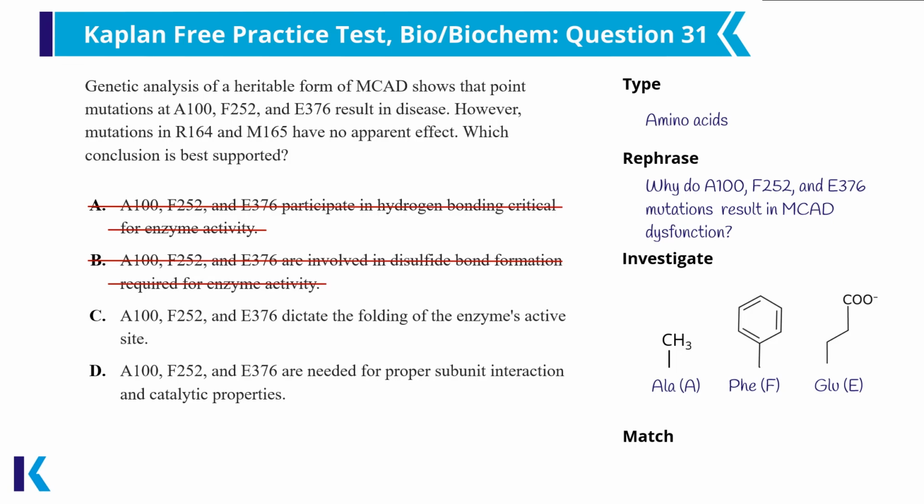D is also fairly general, saying that all three are needed for proper subunit interaction and catalytic properties. Initially, this was puzzling to me since C and D seem to be saying the same thing. However, D has the detail about subunit interaction, and that makes me want to look for something in the passage. Subunits means that the protein is composed of more than one polypeptide chain. So, is there any passage evidence for MCAT having more than one polypeptide chain?